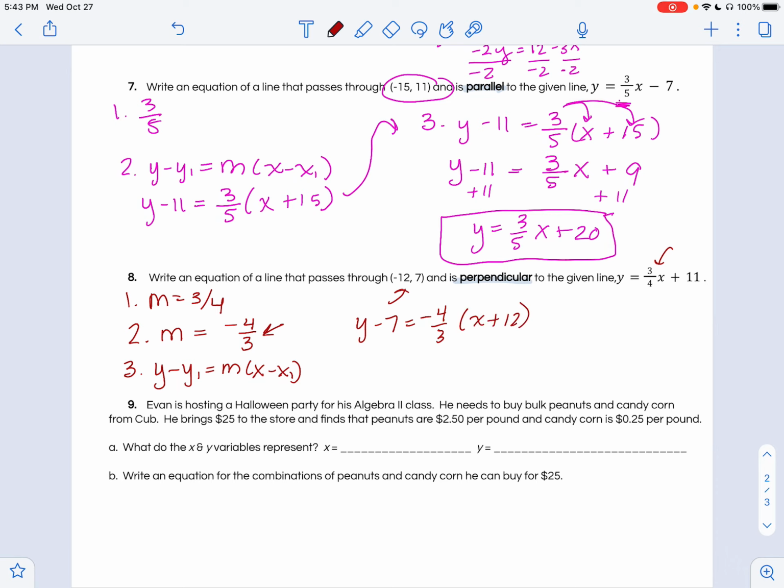And then step 4 is to turn this into mx plus b form. So y minus 7 equals -4/3 x, I think you get minus 16. And I'm going to add 7 to both sides. And my final answer will be -4/3 x minus 9.